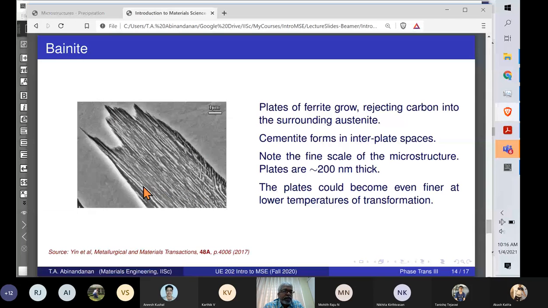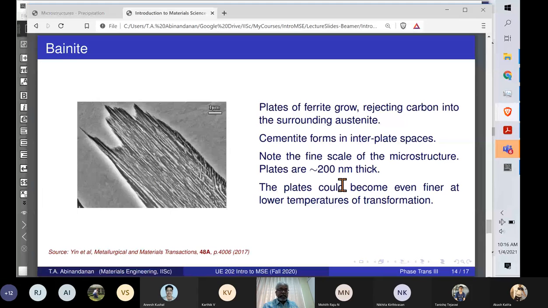If you do electron microscopy, TEM, and take it down to even higher resolution, you will be able to resolve each of those individual plates. And in the regions between the plates, you find these streaks of cementite. Look at the micron marker here. This entire thing is about a micron. So this cluster of plates is probably about 5 to 8 microns or so. And given the number of plates, the plates have a thickness of about 200 nanometers or so, which is pretty fantastic.